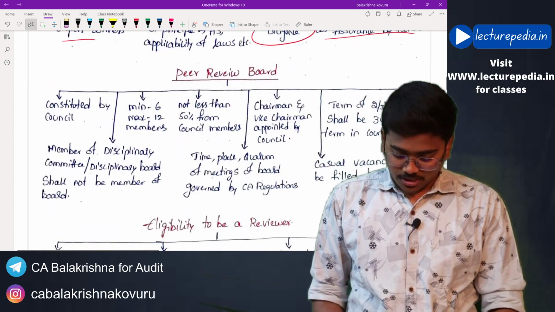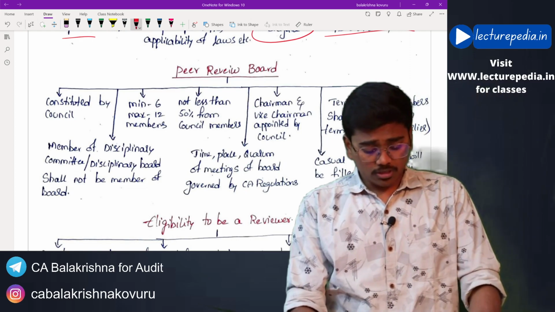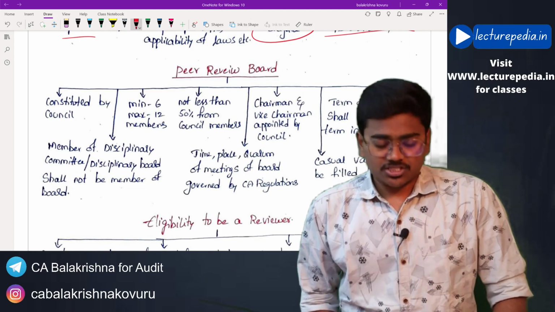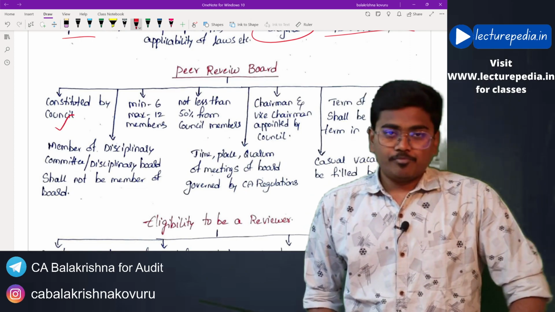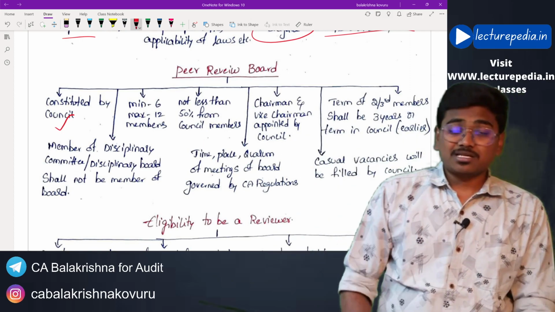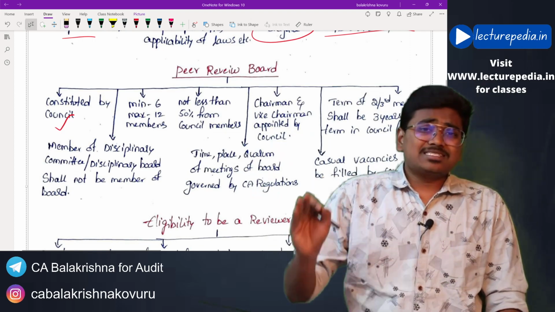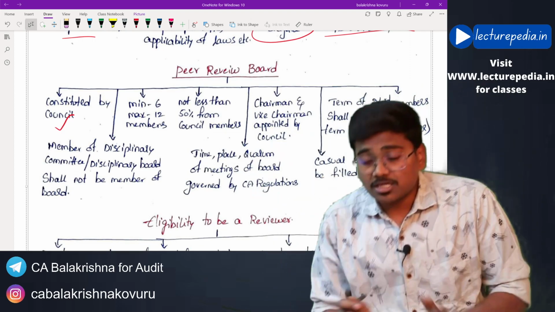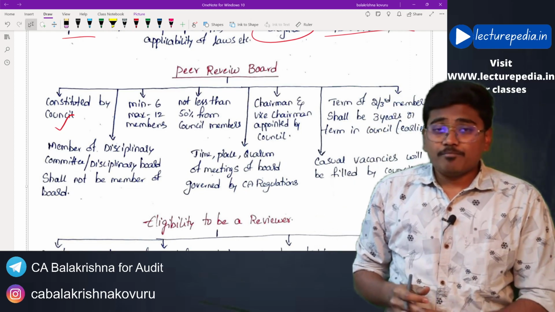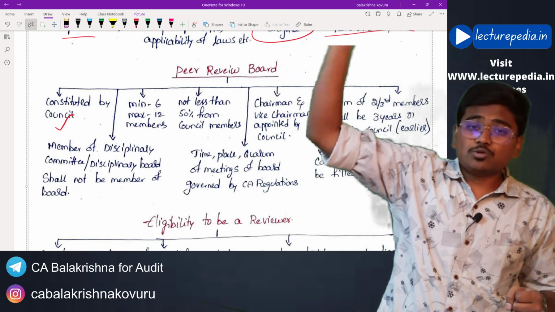Next, coming to the peer review board. First of all, who will constitute this peer review board? The council will constitute a peer review board. How many members must be present in the peer review board? There should be minimum 6 members and maximum 12 members. Of these members, not less than 50% of the members must be members of the council. That means at least 50% of members of this peer review board must be selected from the council members.